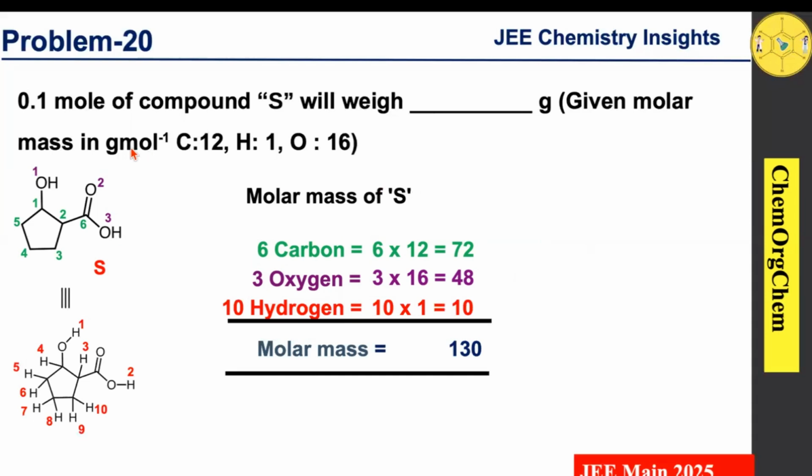Next we can easily calculate 0.1 mole of compound S. For that you just multiply 0.1 into 130, which gives 13 grams. Therefore, as per our question, 0.1 mole of compound S will weigh 13 grams. Yes. That's it for today's problem. So the mass of 0.1 moles of compound S is 13 grams.